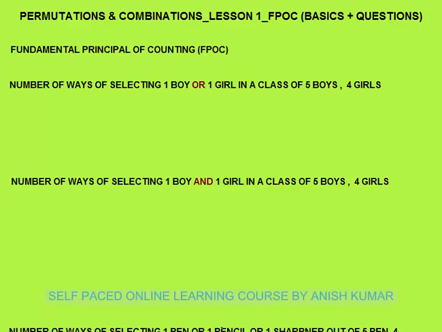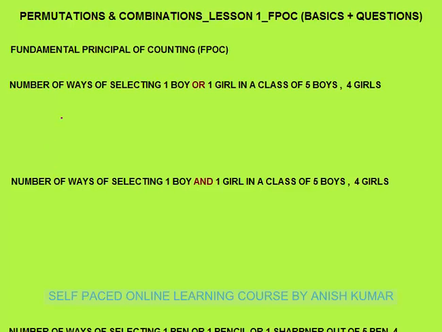So let's first start with fundamental principle of counting. This is the most basic concept in this permutation and combination chapter. Let's say I have written that number of ways of selecting one boy or one girl in a class of 5 boys and 4 girls.